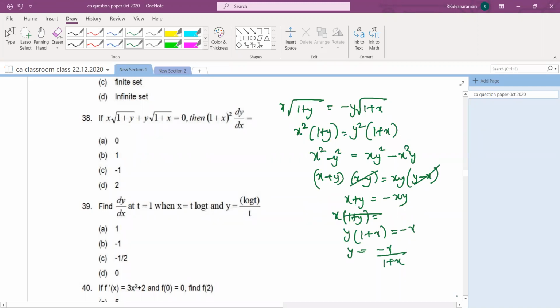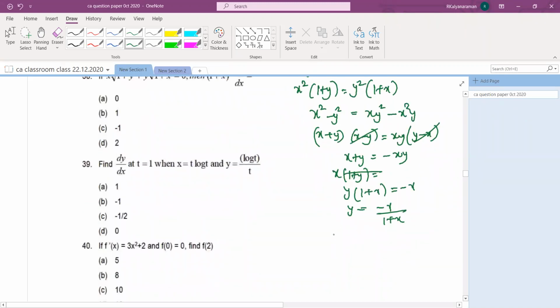Now if you cross multiply, you will get 1 plus x into y is equal to minus x. You differentiate.